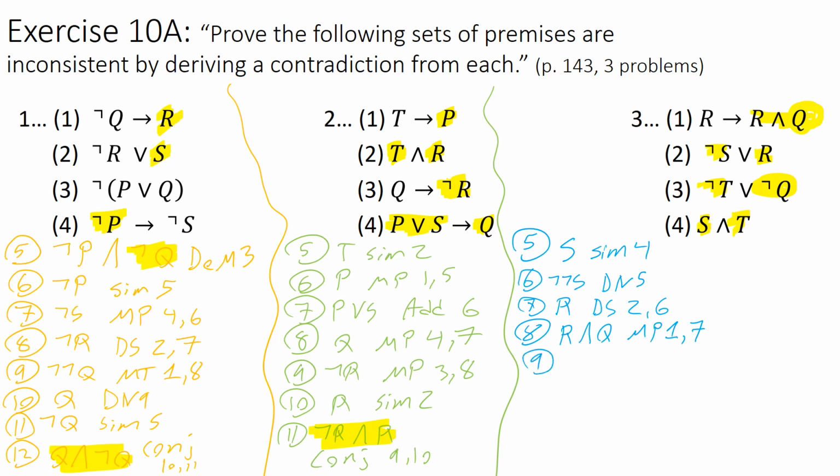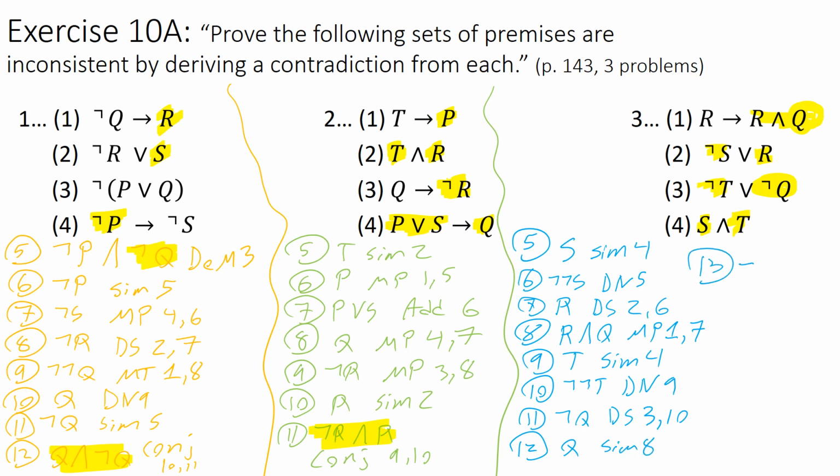For 9, we can get T by the simplification of 4. For 10, we can say not T by double negation of 9. For 11, we can then say not Q is the case because we have a disjunctive syllogism with 3 and 10. For 12, we can get Q from the simplification of 8. For 13, we can get not Q and Q by the conjunction of 11 and 12, and there we have, of course, our contradiction. So we have an inconsistent set of premises.